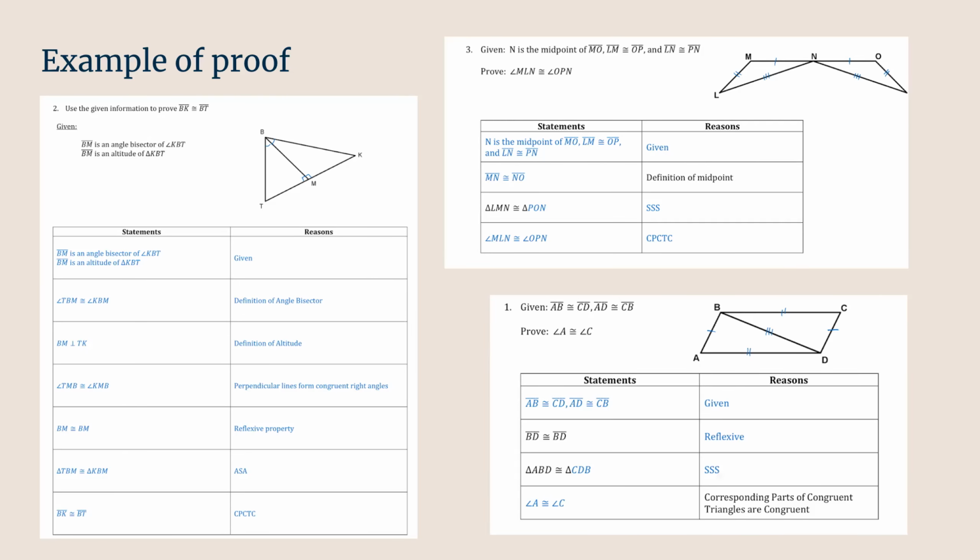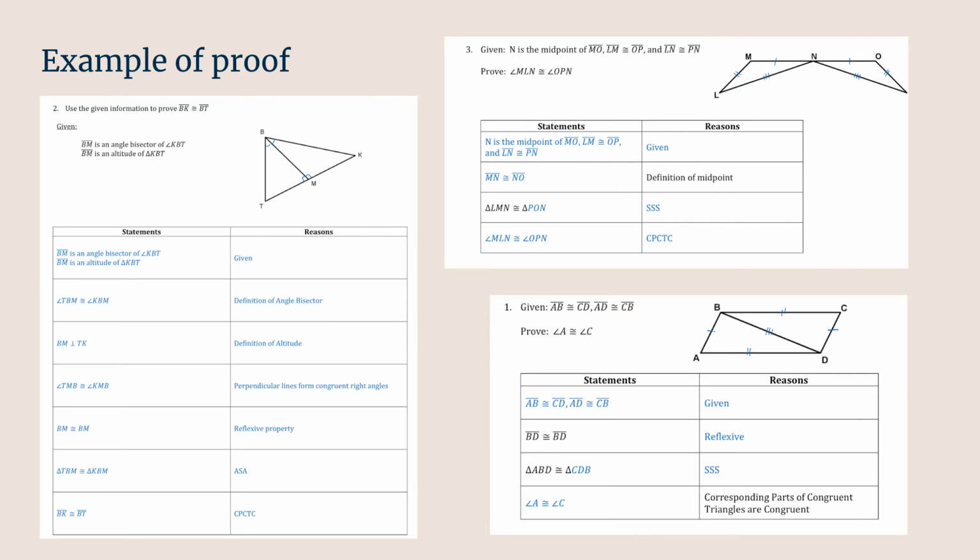And then we know that BM is congruent to BM because it's the same line segment. And so triangle TBM is congruent to triangle KBM due to ASA. And so BK is congruent to BT because they're corresponding parts of the congruent triangles.